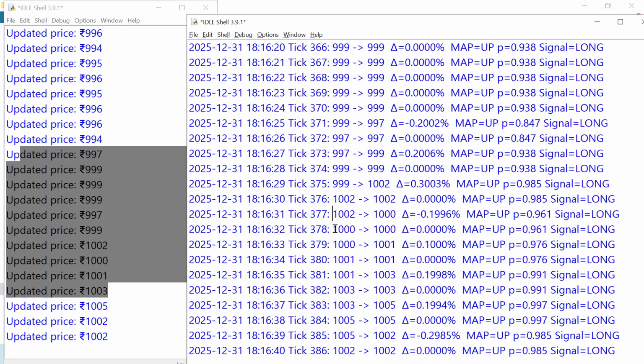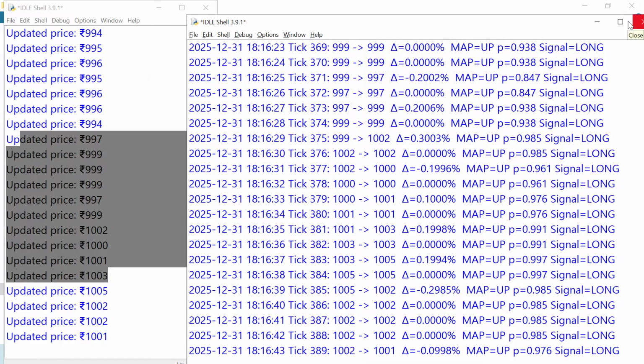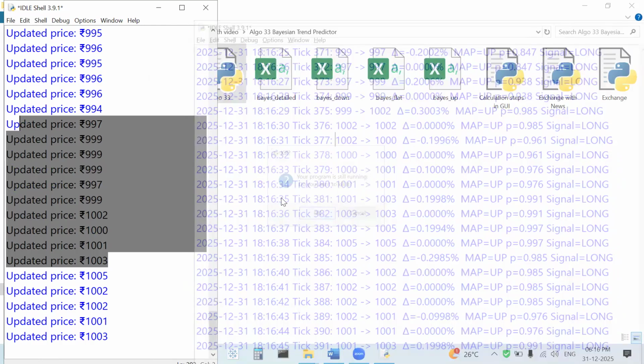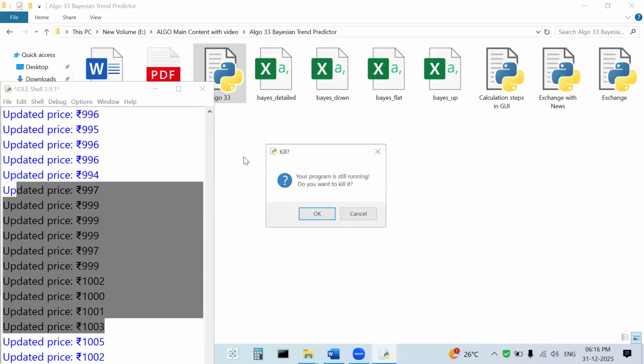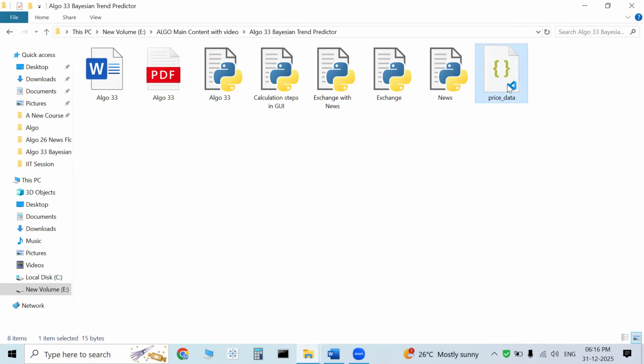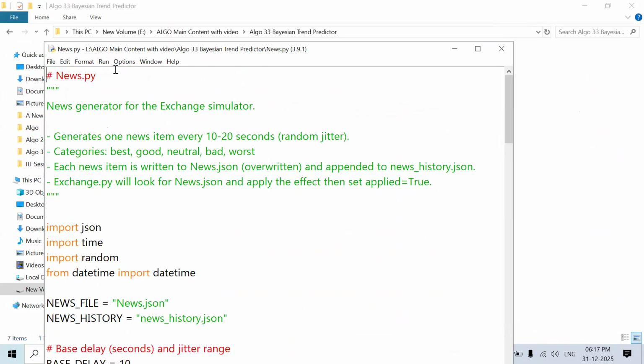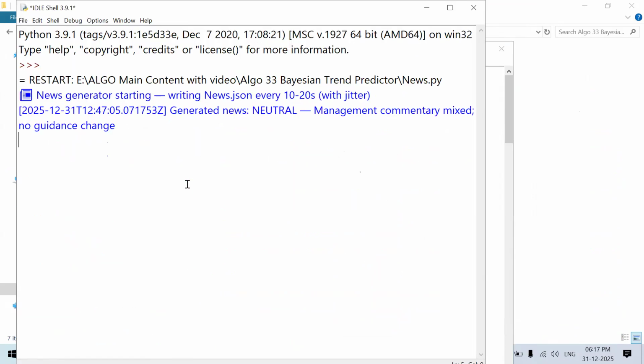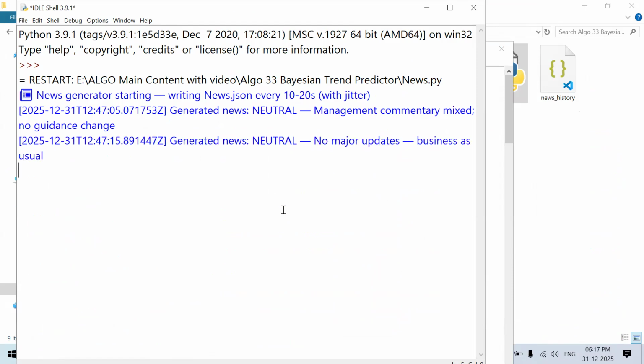Okay, now let's do one thing. Let's create a difficult environment for the algo, because this is a very simple environment. Let me delete the file which it has created as a log file. Now what I have done is I have created news which is going to flow like good news, bad news, neutral news. It is going to create some news automatically every 10 to 20 seconds, and based on that, the price is going to move up or down.